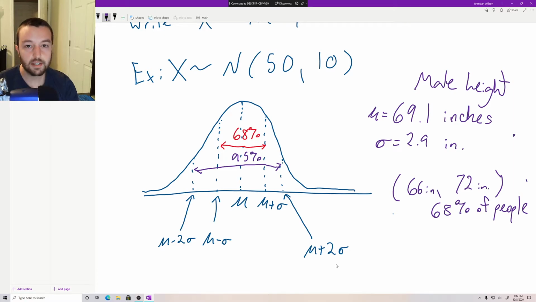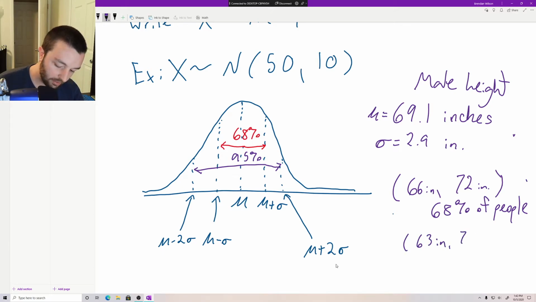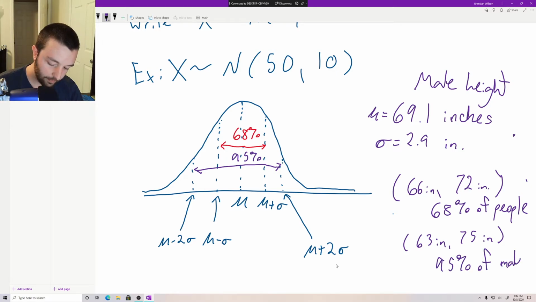Okay. That's pretty surprising. It doesn't seem like everyone's huddled together so much like that. If we go out one more standard deviation, 63 inches to 75 inches. Okay, 63 inches would be 5'3". 75 inches would be 6'3". So 95% of males are between 5'3" and 6'3". Okay. We change this to males.